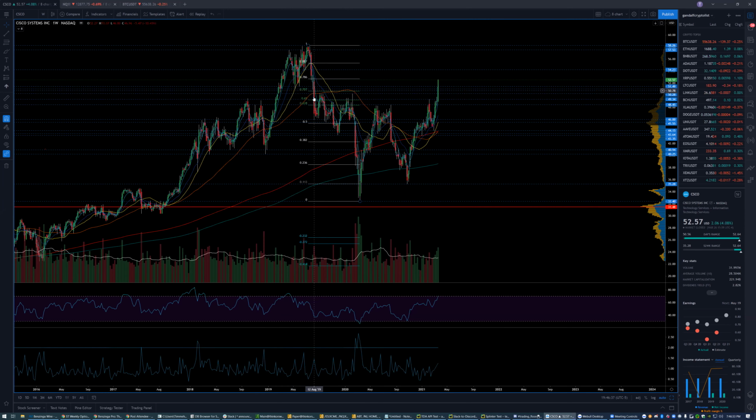So we call this our golden pocket. And the golden pocket's a really great level on the short side to try and short against. So you can notice that it did actually work, even if we didn't see any of this price action coming into it.